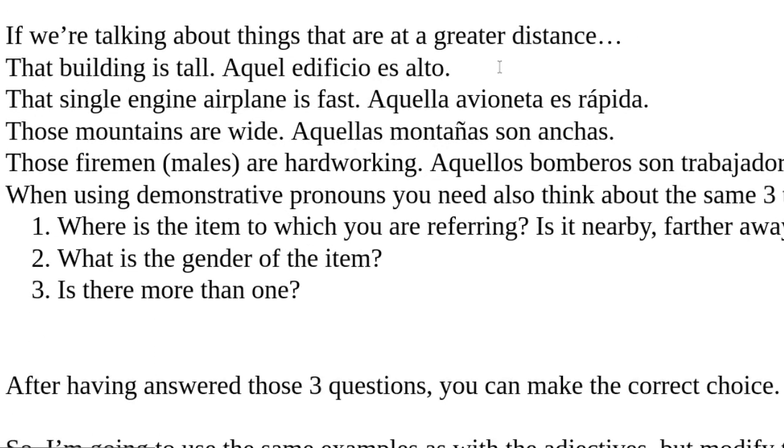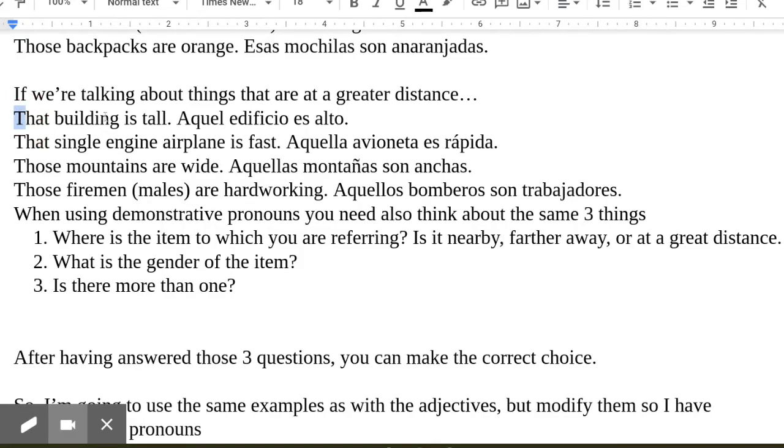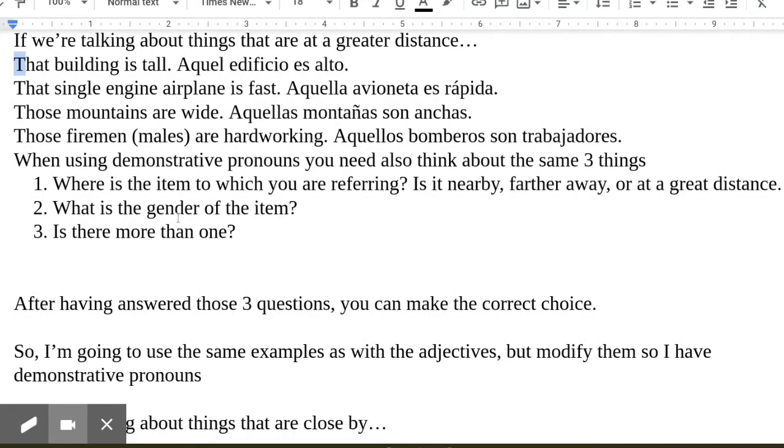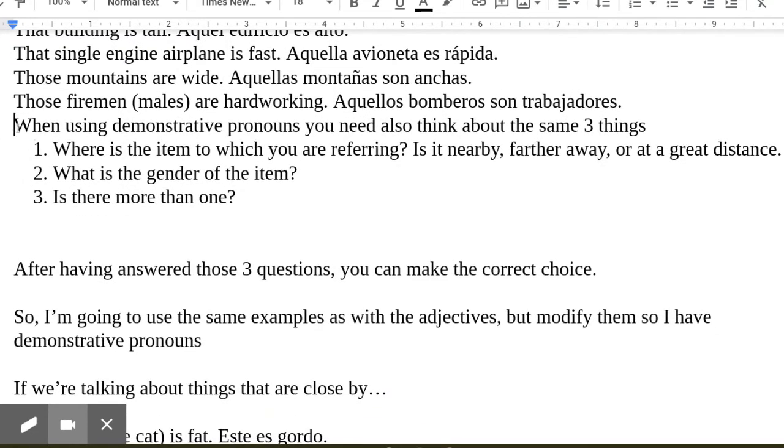And then we got the ones that are at a greater distance. So that building is tall would be aquel edificio es alto. That single engine airplane is fast. Aquella avioneta es rápida. We got those mountains are wide. Aquellas montañas son anchas. And then those firemen are hardworking. Aquellos bomberos son trabajadores.